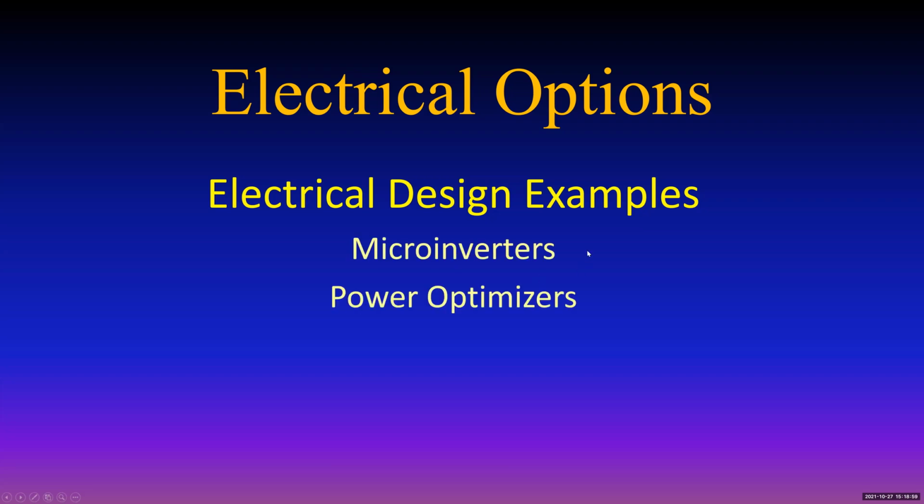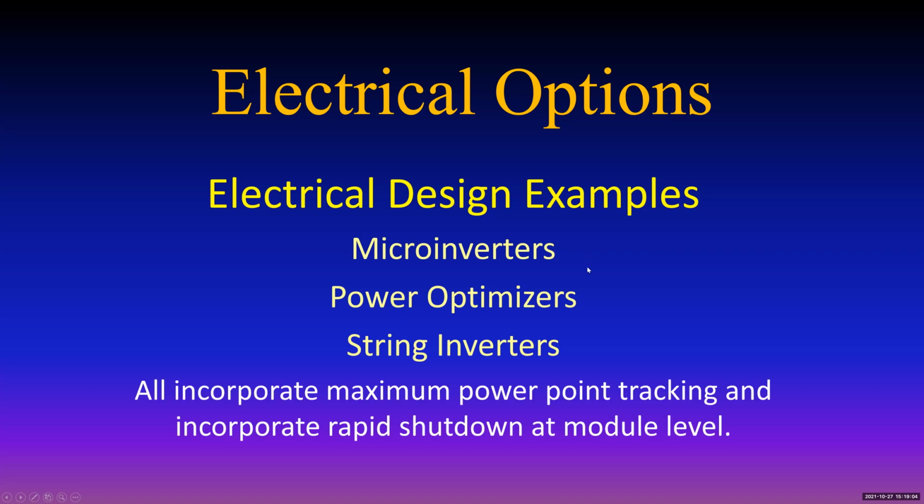All right, let's look at some electrical designs here. We're going to do a microinverter system, an optimizer system, and a string inverter system, with 3 of them. And every one of these incorporates maximum power point tracking, and they also incorporate rapid shutdown at the module level. All right, because this is what's now required by the latest National Electrical Code. And rapid shutdown means that when you flip a switch, the entire PV system shuts down outside the boundaries of the array. So if you walk alongside of it, there is nothing live.